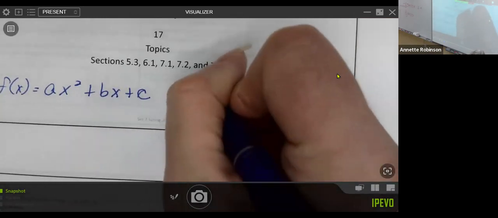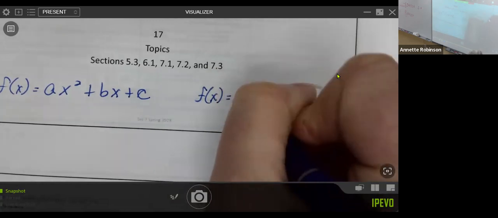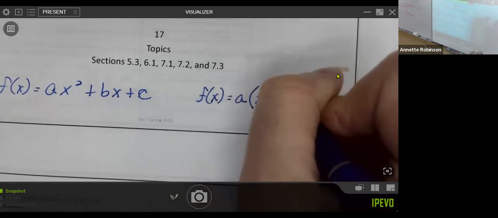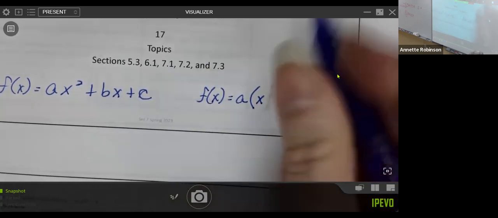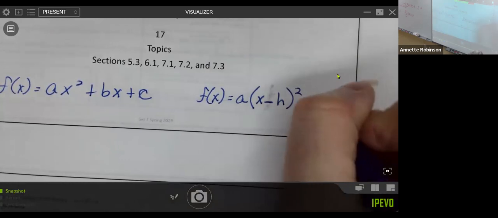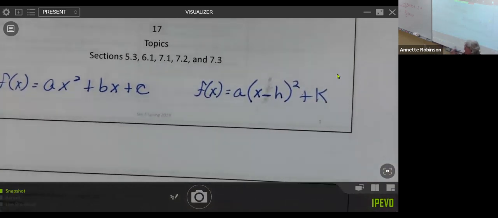Another form that we like to see quadratic functions given to us in is known as vertex form: a times x minus h squared plus k. Those signs have to be those signs, or otherwise you've got a negative value. That's not vertex form. That helps us find the max or min of a quadratic function.